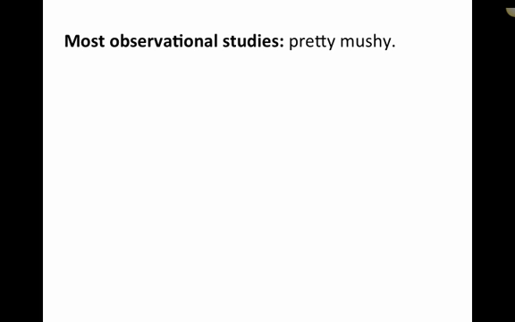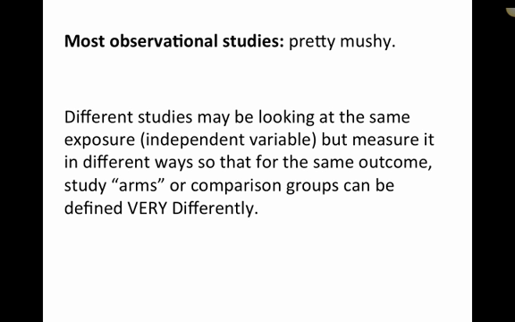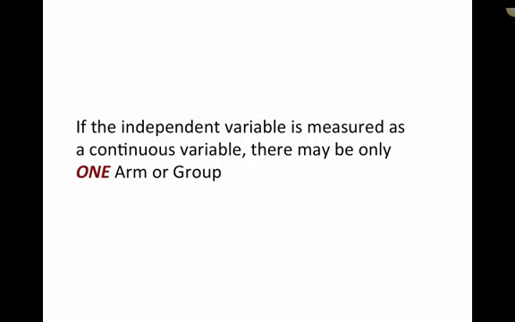But in most observational studies, it can be pretty mushy. Different studies may be looking at the same exposure, that is to say the same independent variable, but they can measure it in different ways so that for the same outcome, the study arms or comparison groups can be defined very differently. If the independent variable is measured as a continuous variable, there may only be one arm or comparison group.